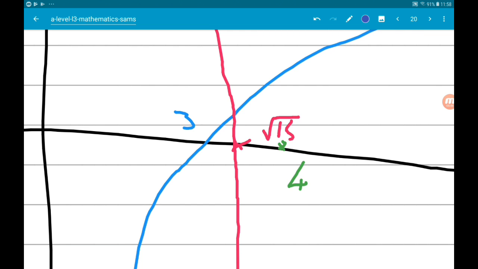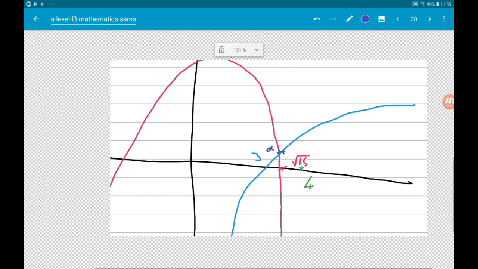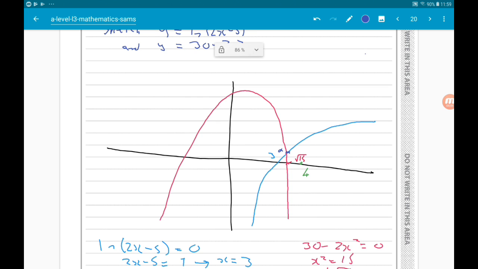The point here where the two graphs meet is alpha, so we should now finish this by saying the graphs only intersect once, therefore alpha is the only solution.